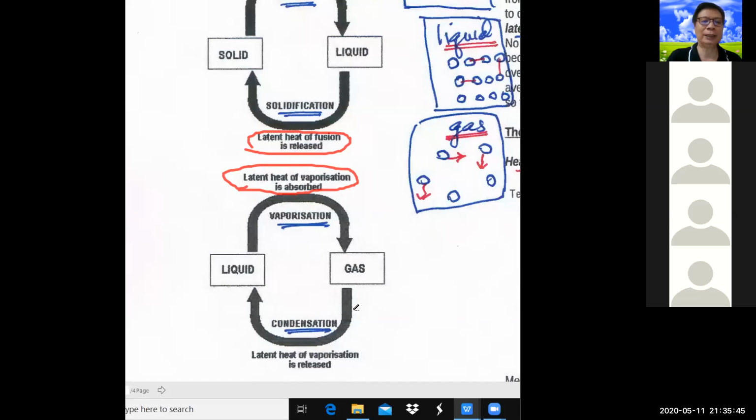Then from gas, it goes back to liquid. This is condensation. From gas going back to liquid is condensation. During the condensation process, latent heat is released. Latent heat of vaporization is released. So please be careful about when the heat is absorbed and when the heat is released. Okay, remember this diagram.